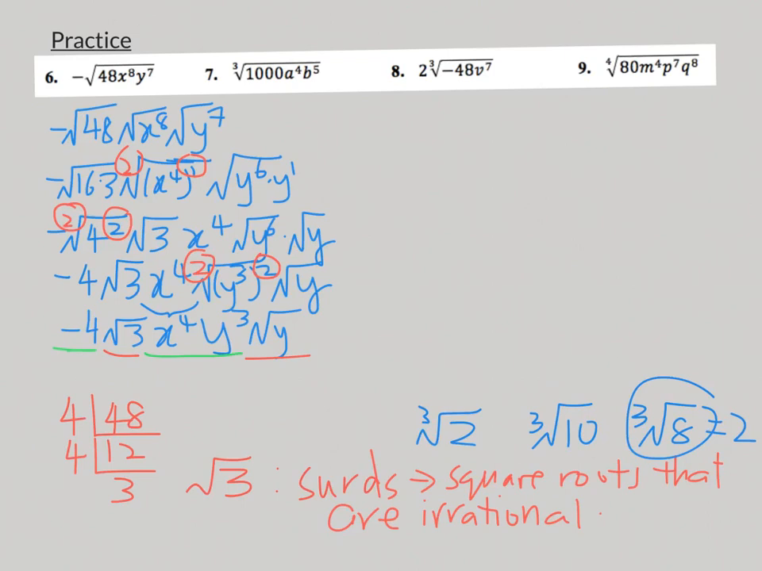Continuing with the example in 6, we can now write it as negative 4x to the 4th y cubed times the square root of 3y, and that will be the most simplified expression for this example.